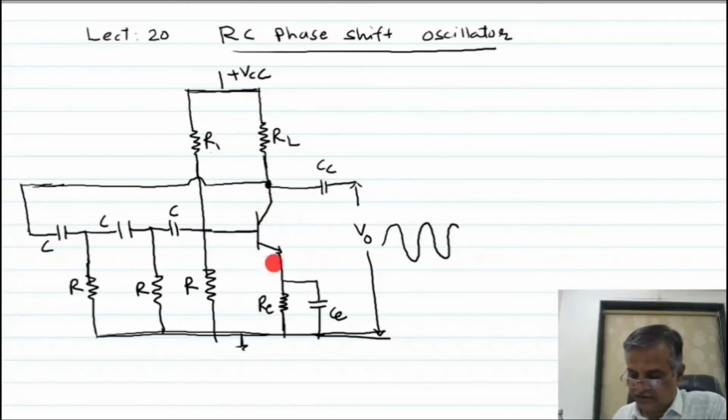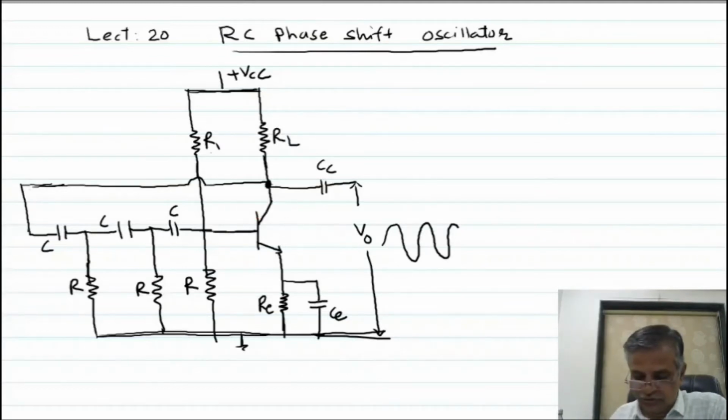We have written in the requirements of oscillators. This circuit consisting of RL, R1, R2, RE and CE is part of the internal amplifier. This is your feedback network. We also wrote that a feedback network is required. This feedback network consists of the first RC network, second RC network, and third RC network. So three RC networks are used in the feedback network of an RC phase shift oscillator.